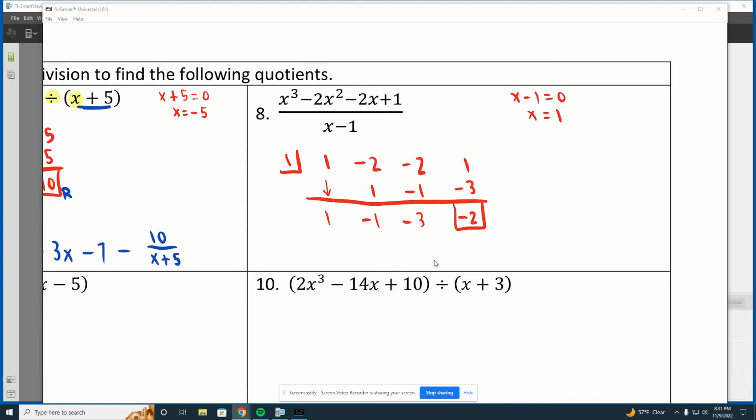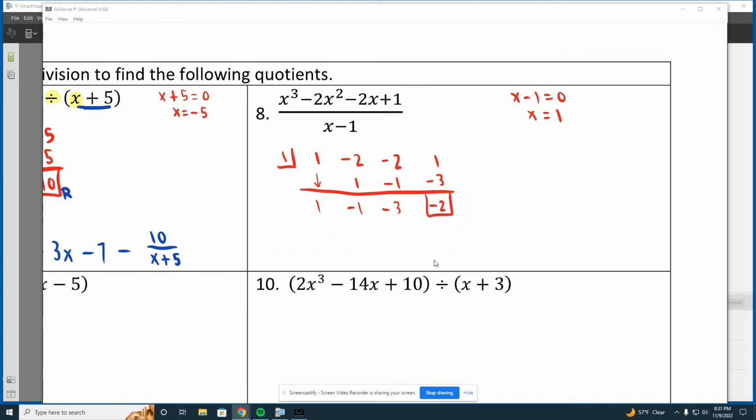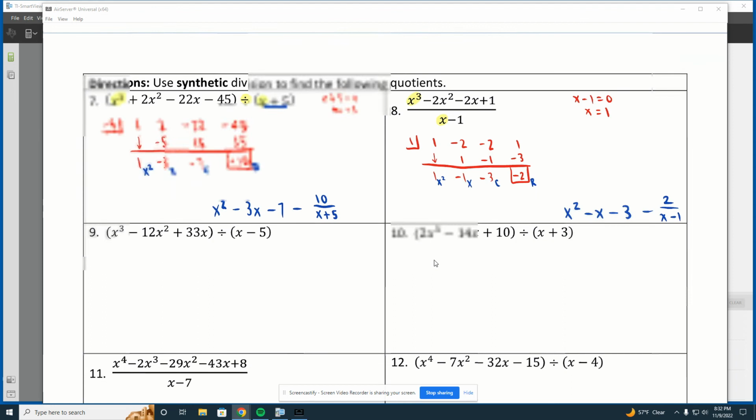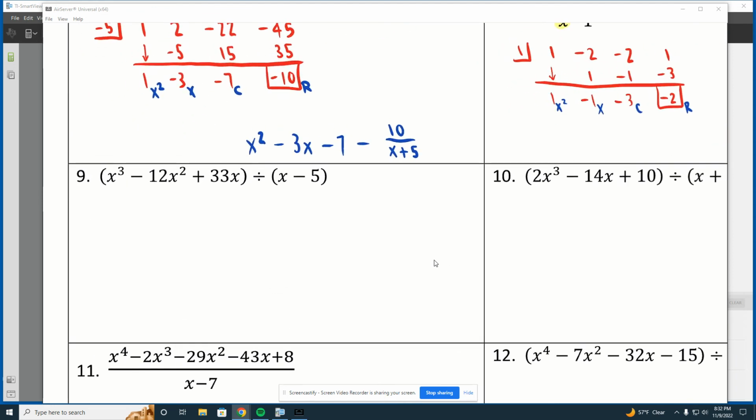So again, I'm going to make this a little smaller just so I have a little space here. If I took x cubed and divided it by x, the result will be x squared, then x, then constant, then remainder. See, I've got them all. There's nothing missing. So my solution is x squared minus x minus 3 minus my remainder on top of my original divisor, which was x minus 1. Done.